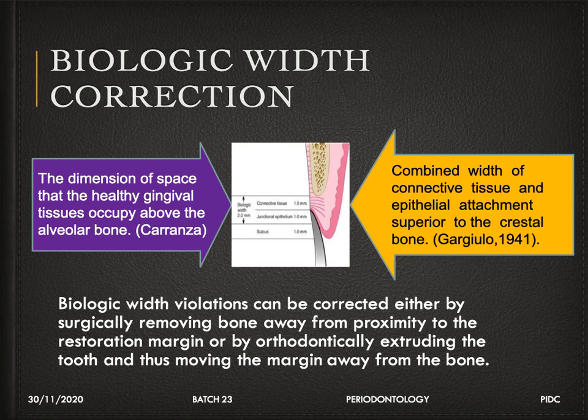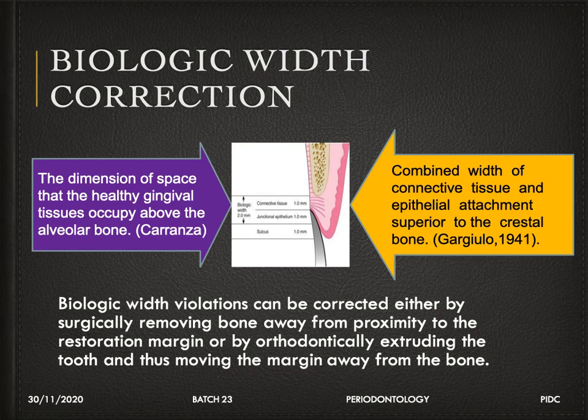Biological width violation can be corrected either by surgical means or by orthodontic or forced extrusion of the tooth, such that the tooth moves away from the bone margin, so the width of 2 millimeters is maintained. That is the idea of biological width maintenance.